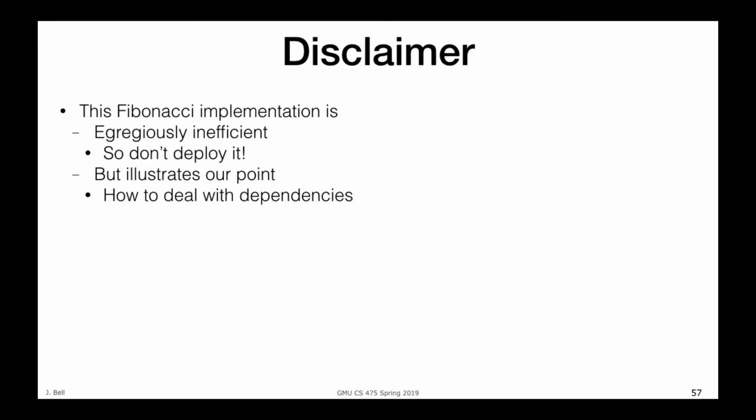So disclaimer, the implementation we're going to go through in these slides is horrifically inefficient. Do not use this. But it illustrates our point of how to deal with dependencies. The reason why it's inefficient will become clear momentarily, and it's because there's no caching of values that we recompute.